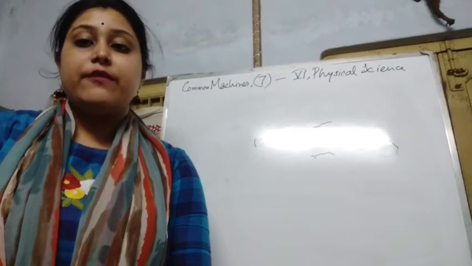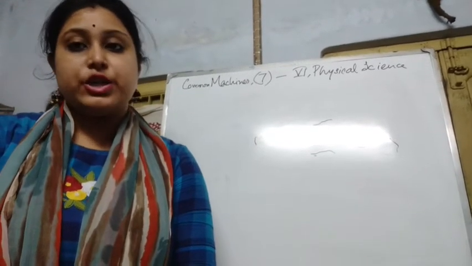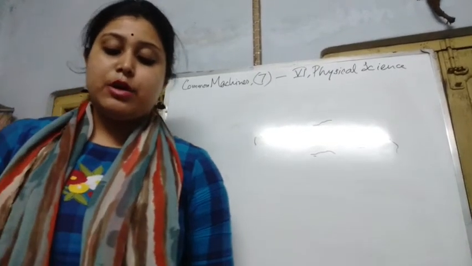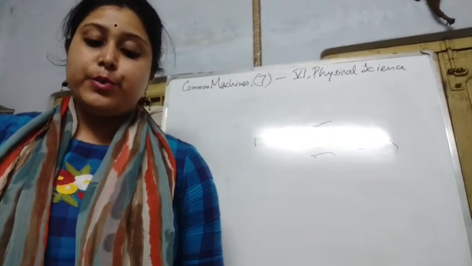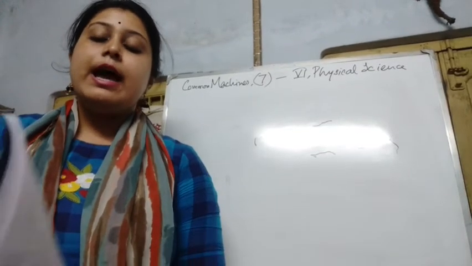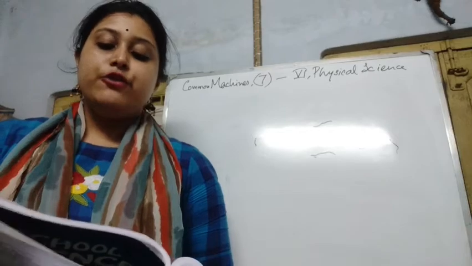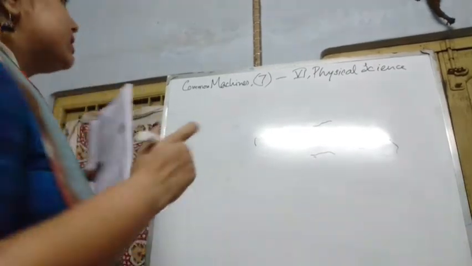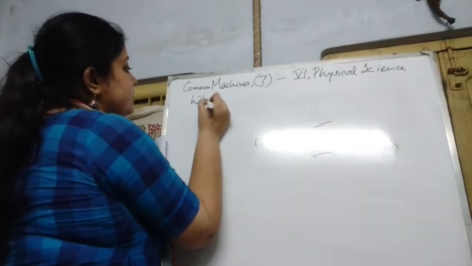The chapter I will continue today is the common machines. In the previous video, I discussed the inclined plane, more about the classes of the lever, and the mechanical advantages of the lever. Today I will start with the wheel and axle and then the wedge. So what is the wheel and axle?